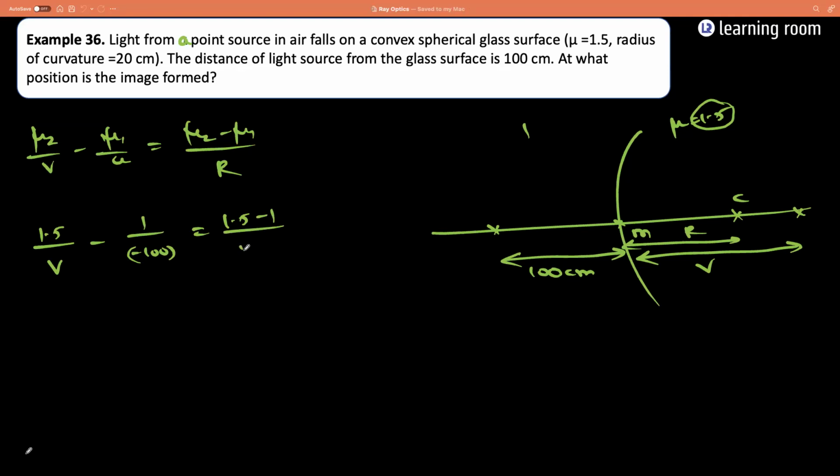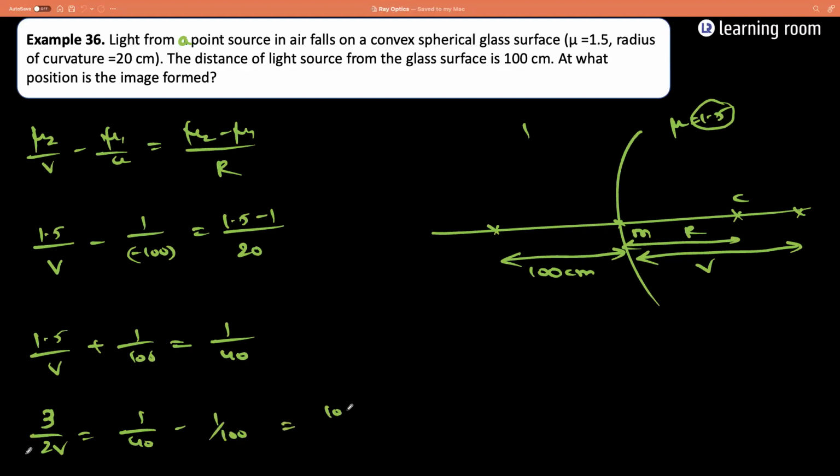Capital R is how much? It is 20. So 1.5 divided by V plus 1 by 100 is equal to 1 divided by 40. So 3 by 2V is equal to 1 by 40 minus 1 by 100. So how much will be the answer? 100 minus 40 divided by 40 into 100. That is going to be 60 divided by 40 into 100. This and this will get cancelled. It will be 3 by 2.